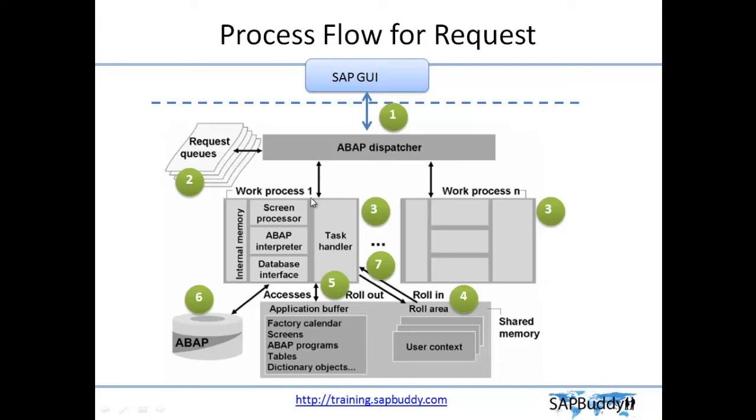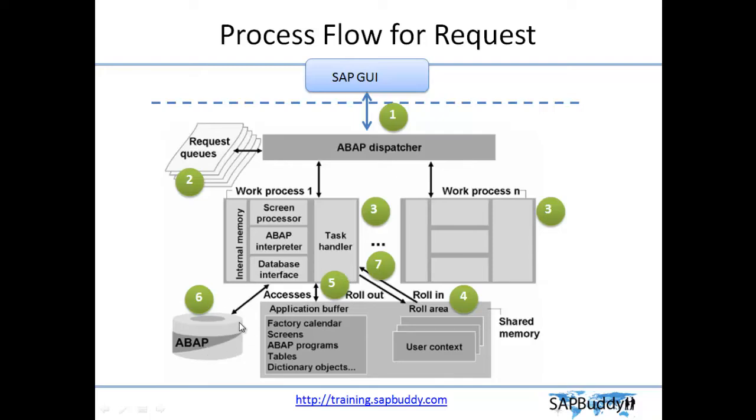Depending on the work process available, for example here we have a number of work processes, one work process is assigned. Inside the work process you have the task handler, screen processor, and ABAP interpreter. So here the task is being executed. When the task is executed, let's assume that the task requires some data. In that case, it will check the shared memory whether the information required for the specific task is available here or not.